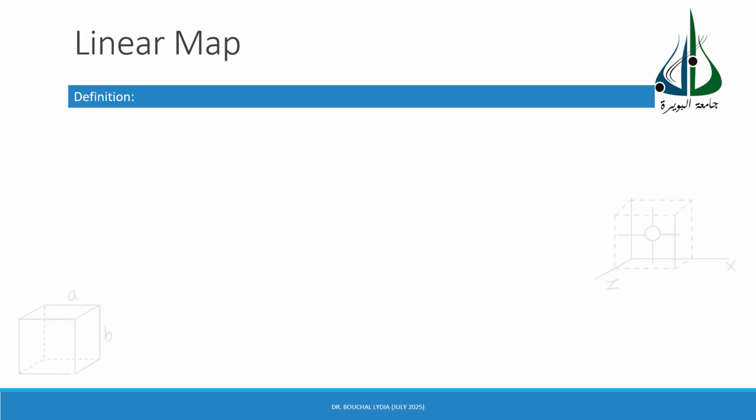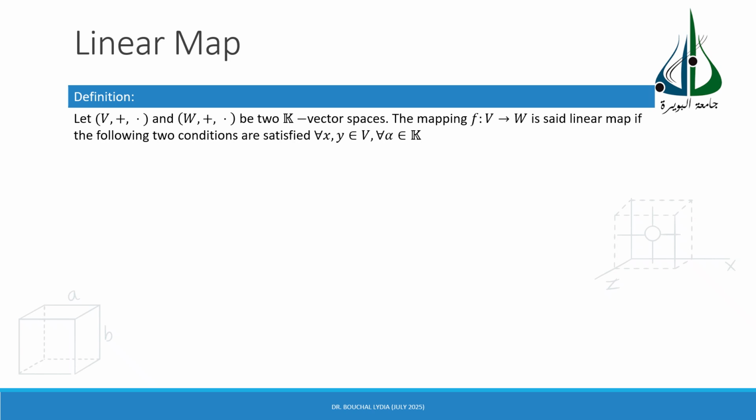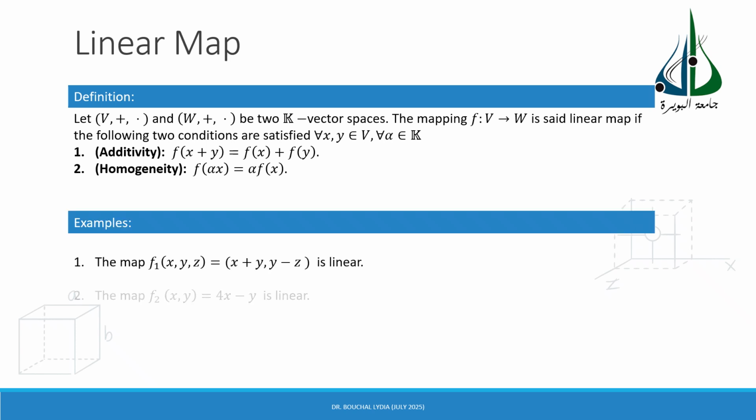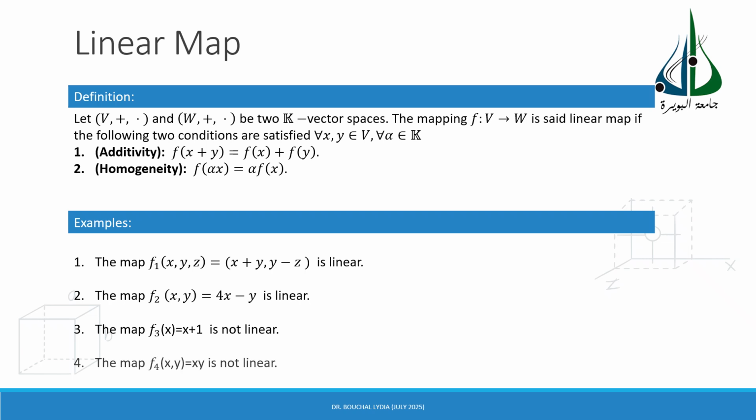First, what is a linear map? A linear map is a function between two vector spaces that preserves addition and scalar multiplication. In simple terms, if we have a map T, then it is linear if for all vectors x and y and scalar alpha, we have the additivity property and homogeneity property. For example, the maps F1 and F2 are linear, and the map F3 is not linear because it does not preserve the origin. The map F4 is not linear because it has multiplicative terms.